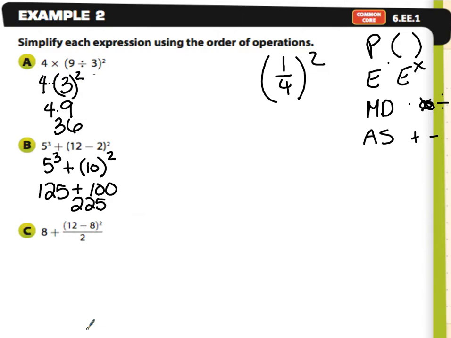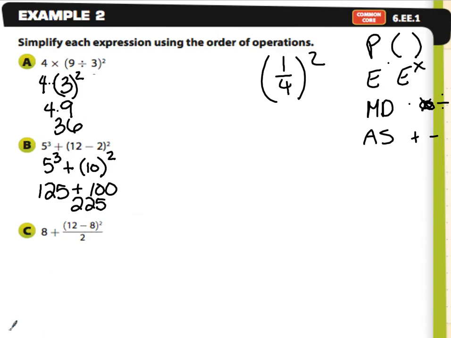All right. Now, this is where it gets interesting. I know that this is in parentheses up here, but it's in parentheses because it's being squared. If this wasn't in parentheses, because it's written like a fraction, you would have to do the 12 minus 8 before you divide it by 2. Because what it's saying is it wants the answer of 12 minus 8 to be divided by 2, not the 8 itself. And we can talk more about that when we look at some other problems.